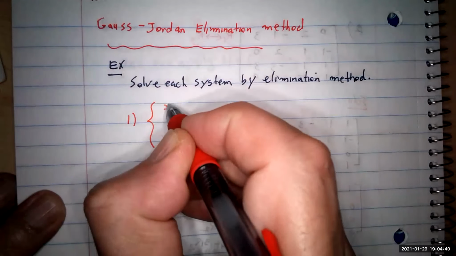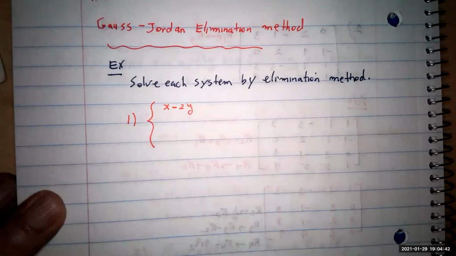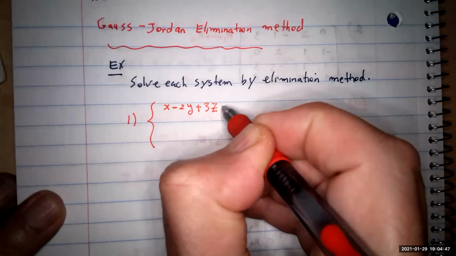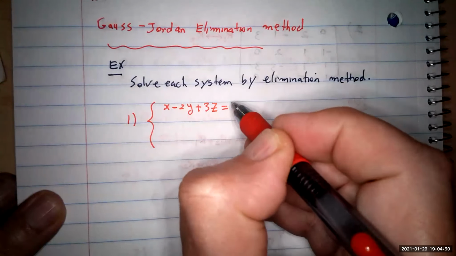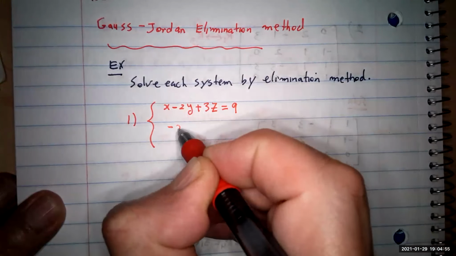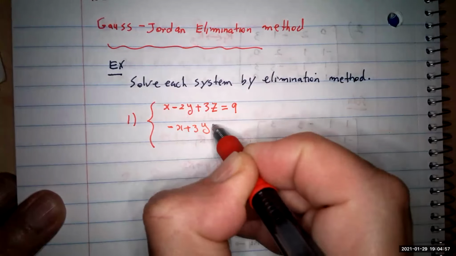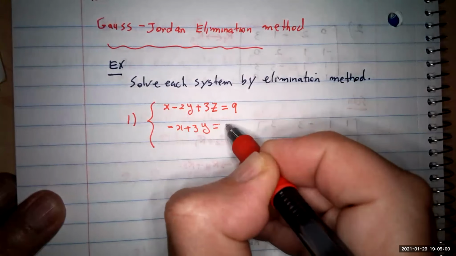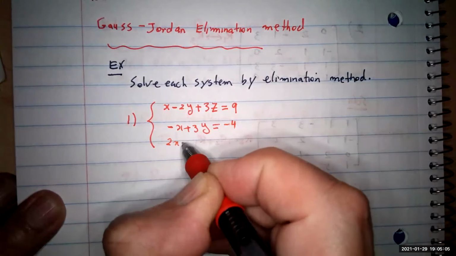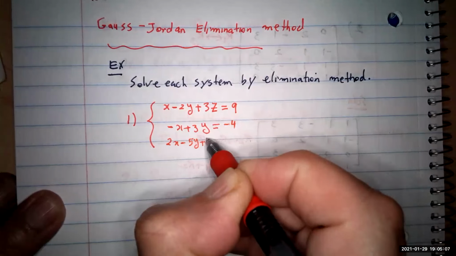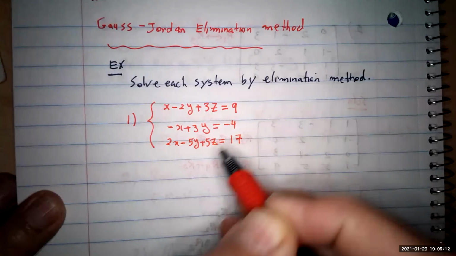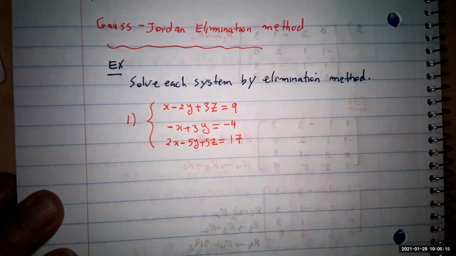The system is x minus 2y plus 3z equal to 9. That's the first equation. The second one is negative x plus 3y equal to negative 4. And the third equation is 2x minus 5y plus 5z equal to 70. So this is the system that we are going to solve.